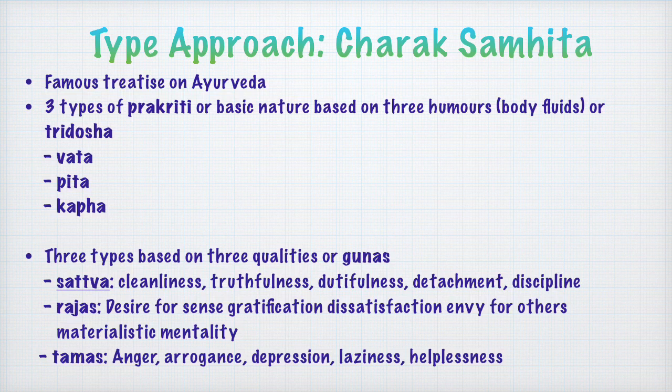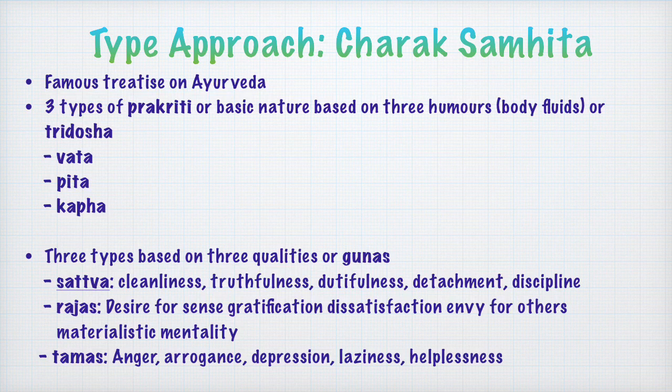Charak Samhita talks of personality in terms of basic nature, and they call this basic nature Prakriti. There are three kinds of Prakritis, or basic nature, according to Charak Samhita, which are Vata, Pitta and Kapha. Vata, Pitta and Kapha are three different kinds of body fluids found in the bodies of human beings. It depends which of the body fluids is more dominant. The one which is more dominant in a person determines that person's basic nature or Prakriti. These body fluids are also known as Tridoshas in Charak Samhita.